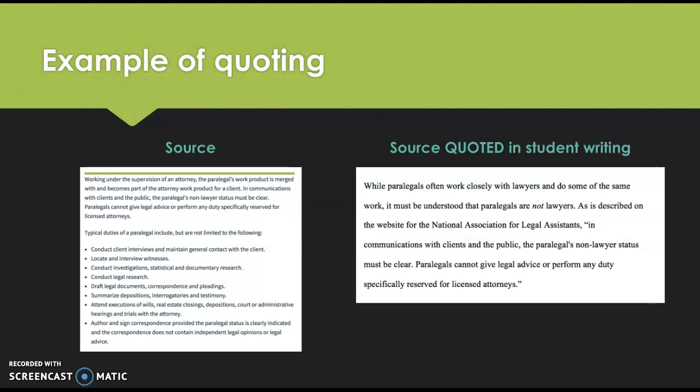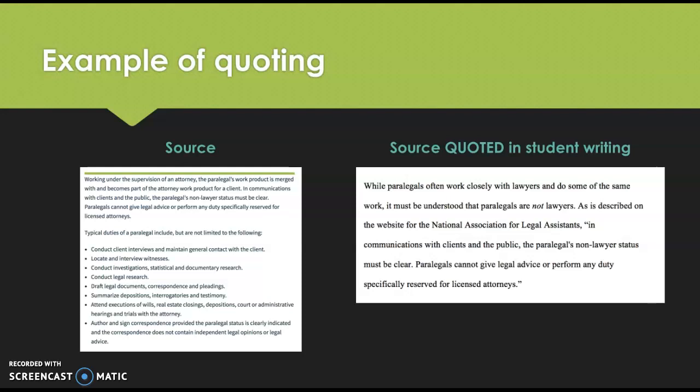So if you look back at the source information on the left, you can see that the quote in the student sample is taken word for word from the top paragraph there. Anything that is taken from a source and put in between quote marks must be word for word. If you are leaving some words out in the middle of a quote, you can put an ellipsis in to stand in for those missing words.